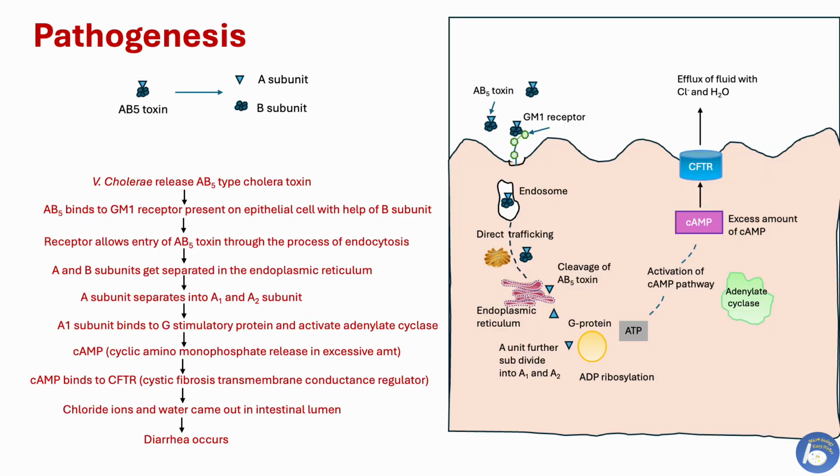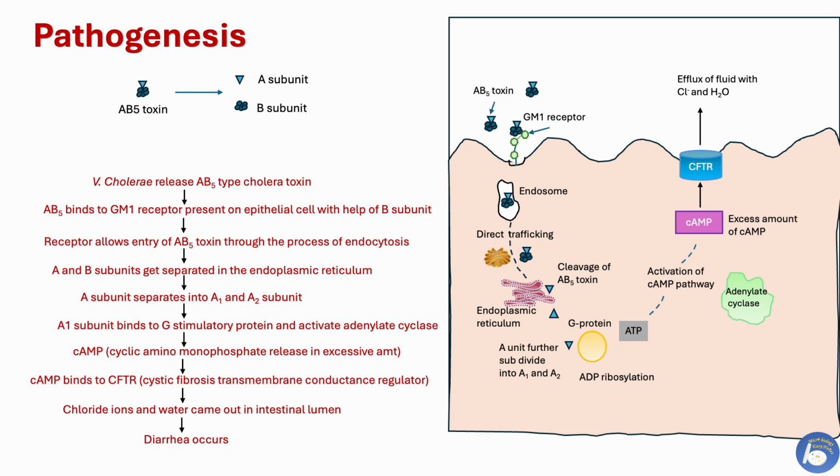Once Vibrio cholerae reaches the intestinal epithelial cell, it releases the AB5 type of cholera toxin. AB5 binds to the GM1 receptor present on the epithelial cell with the help of the B subunit. The receptor allows entry of the AB5 toxin through the process of endocytosis. A and B subunits get separated in the endoplasmic reticulum. Further, the A subunit separates into A1 and A2 subunits. A1 subunit binds to G stimulatory protein and activates adenylate cyclase.